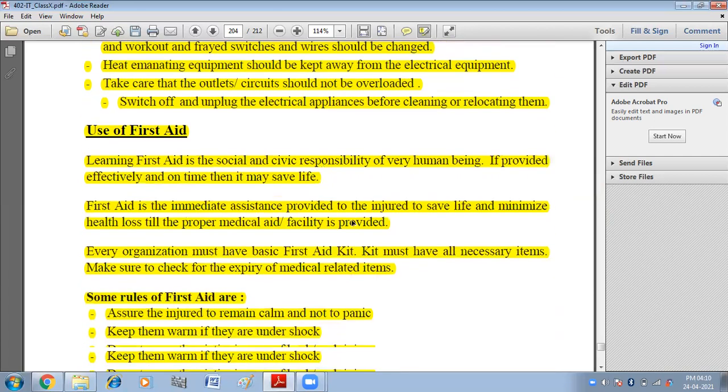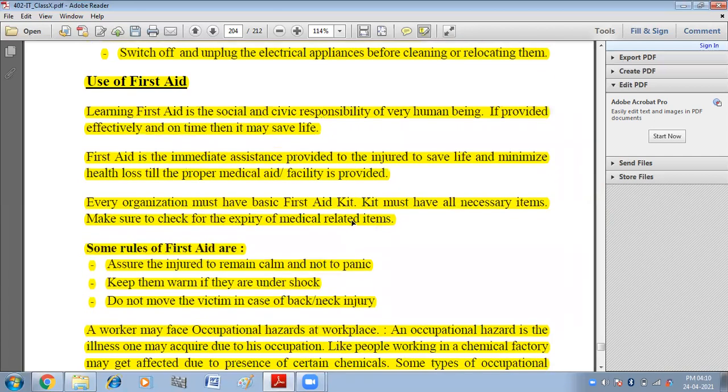Then we should know how we can use the first aid. Learning first aid is the social and the civic responsibility of every human being. If provided effectively and on time, it may save lives. So we should learn how we can use the first aid to save a life.